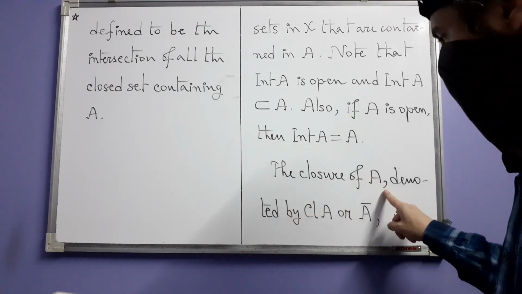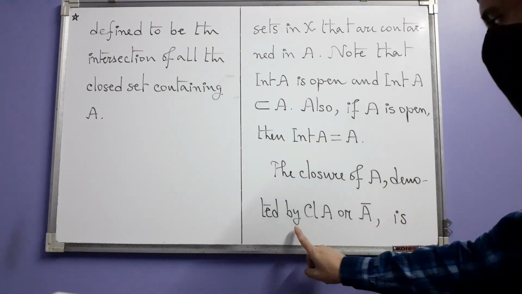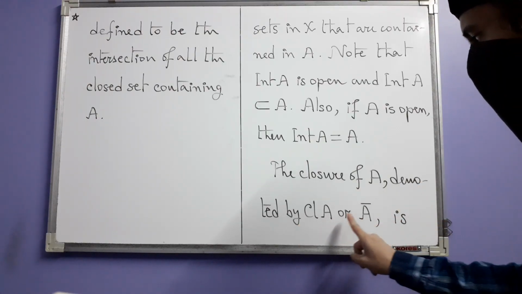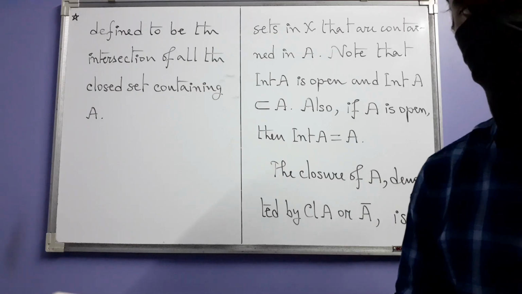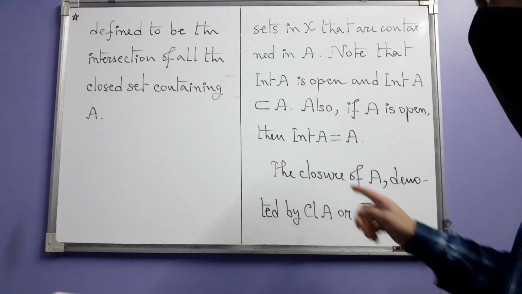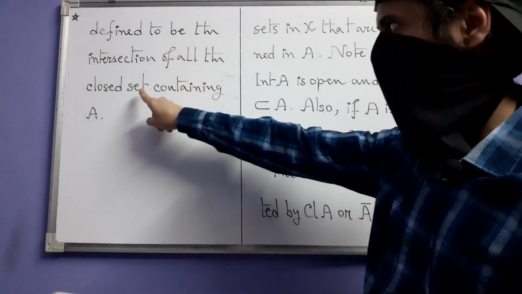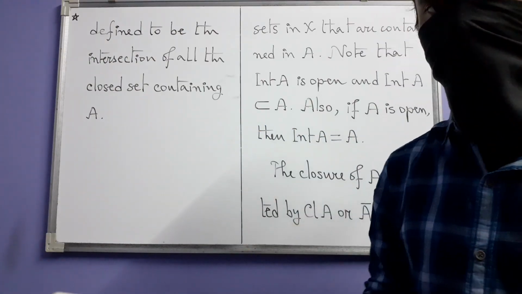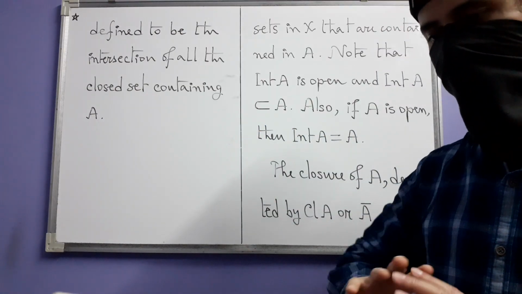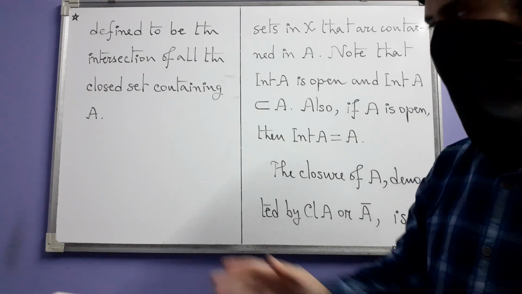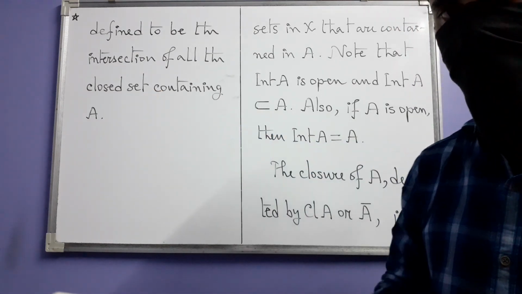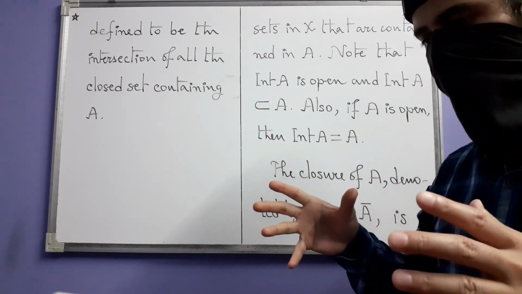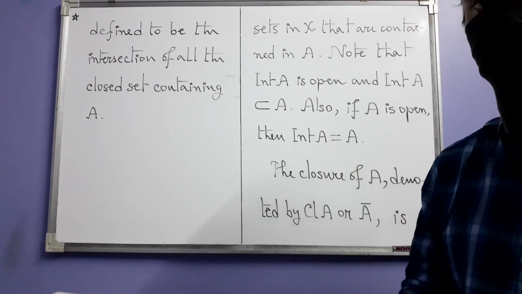The closure of A, on the other hand, which we denote by either cl of A or using this more common notation A bar, is defined to be the intersection of all the closed sets containing A. So this is the intersection of all closed sets in X. I did not mention in X here, that's understood, which all have A inside of them.